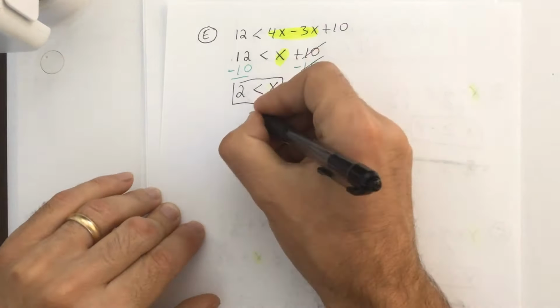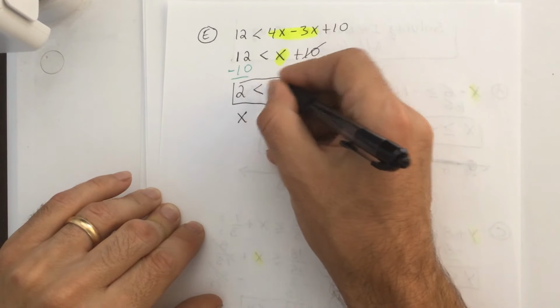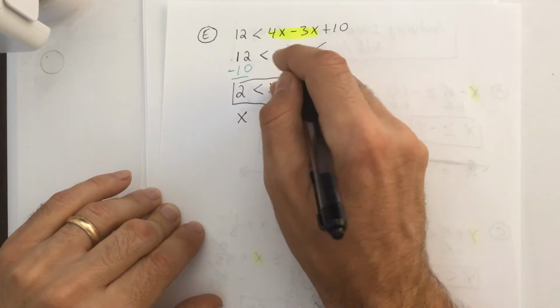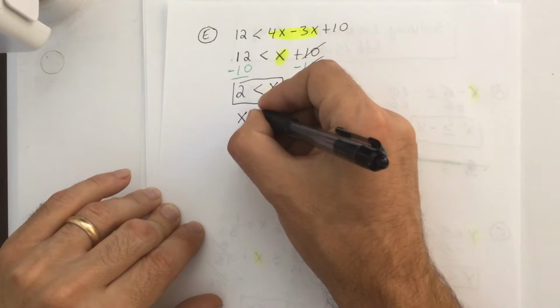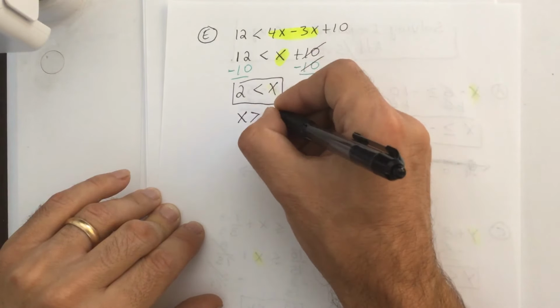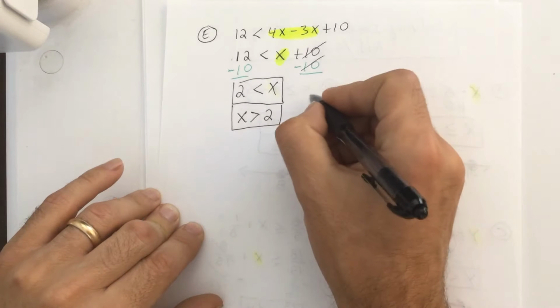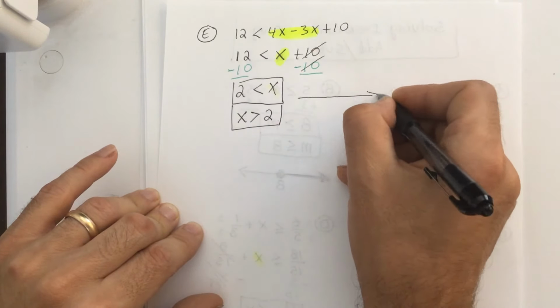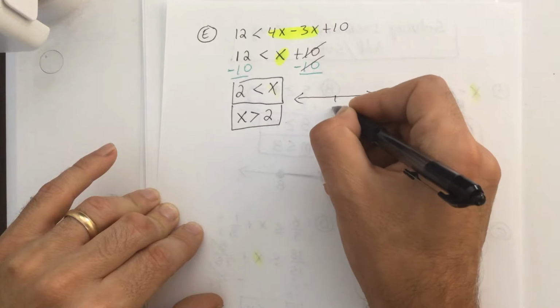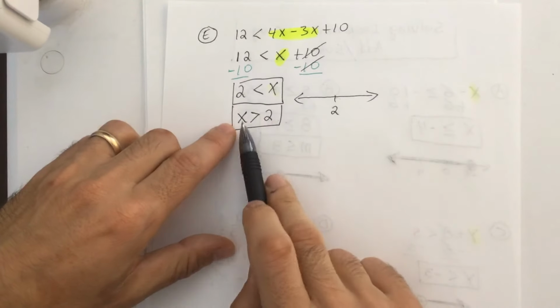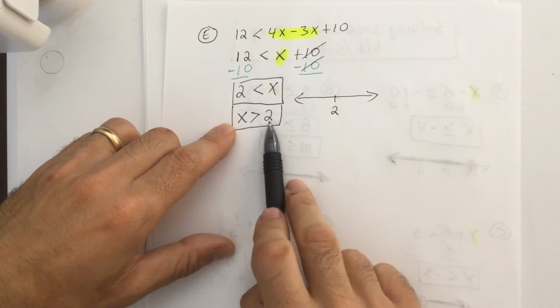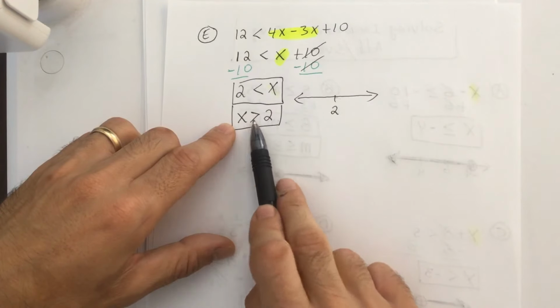Or you can also write it down as x, and look at the mouth here trying to eat x. So if I flip the x to the other side, I have to flip the sign also. So x is greater than 2. Both of these answers are the same. Okay? How do I graph it? Well, I'm looking for all the numbers that are bigger than 2. X is bigger than 2.